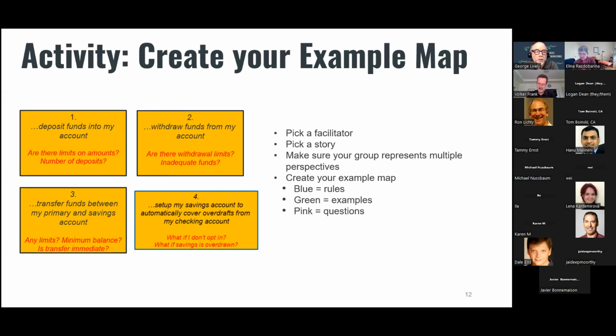There'll be 4 stories that you can choose from. You can choose to work on a story related to depositing funds, withdrawing funds from your account, transferring funds between primary and savings, or finally setting up a savings account to automatically cover overdrafts from your checking account. When we go into breakout rooms, I'll show you the mural that will help us through this in a second. But once you're in your breakout room, I want you to pick a facilitator, pick a story from among these 4, and make sure your group represents those multiple perspectives, at least business, development, and testing, and then create your example map.